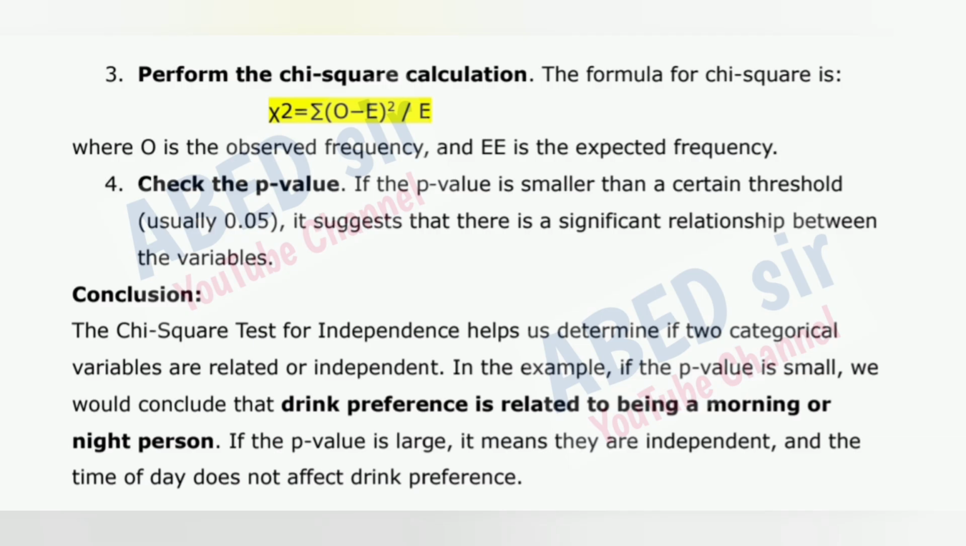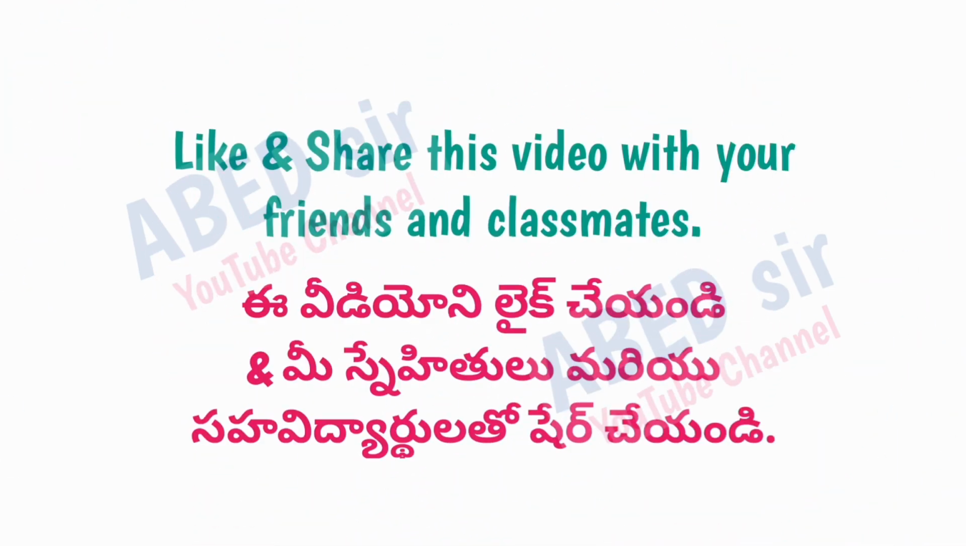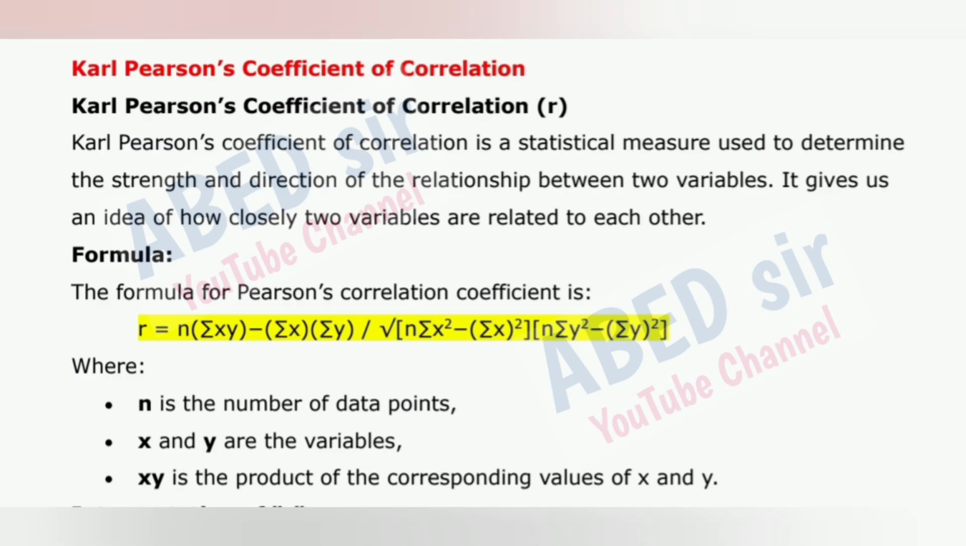Conclusion. The chi-square test for independence helps us determine if two categorical variables are related or independent. In the example, if the p-value is small, we would conclude that drink preference is related to being a morning or night person. If the p-value is large, it means they are independent and the time of day does not affect drink preference. Next important long question is Karl Pearson's coefficient of correlation.